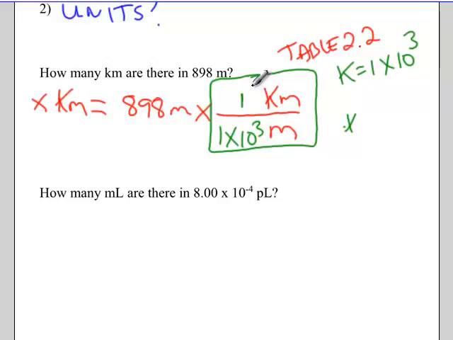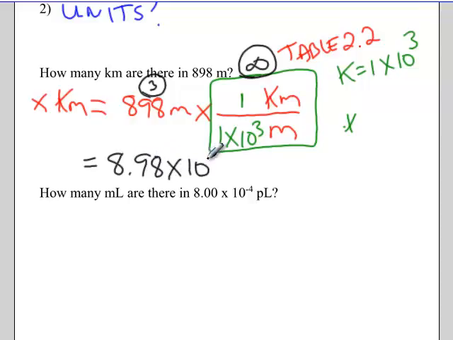And if we count sig figs, 898 meters has 3 sig figs. Table 2.2, remember, is exact, so this is an infinite number of sig figs in both the top and the bottom. So our answer should have the smallest number, which is 3 sig figs. And you should get, in scientific notation, 8.98 times 10 to the negative first kilometers.